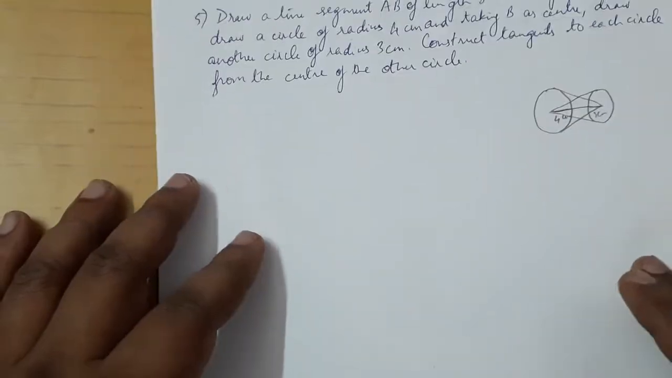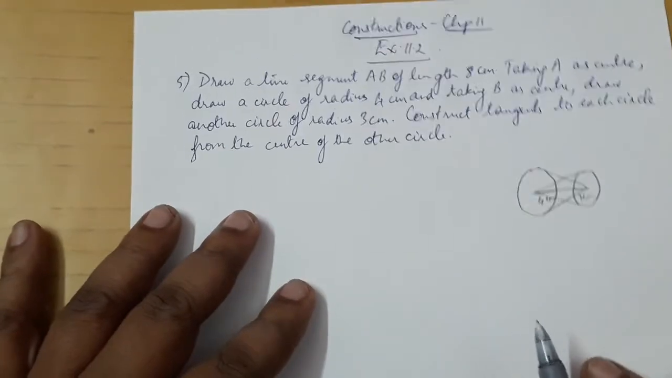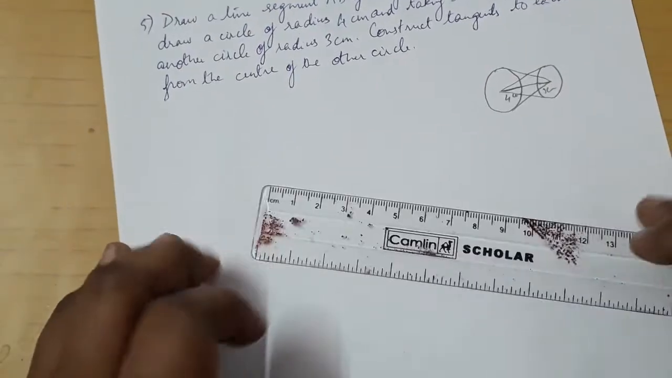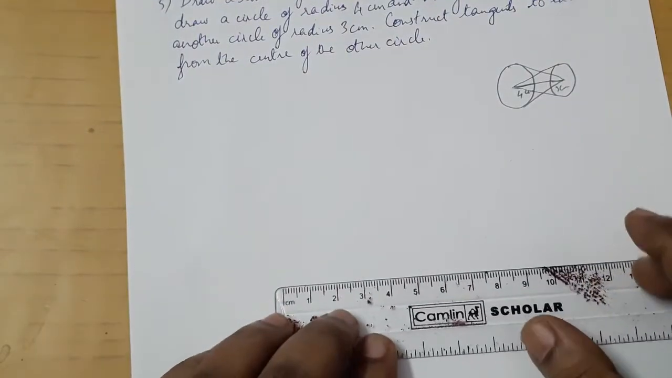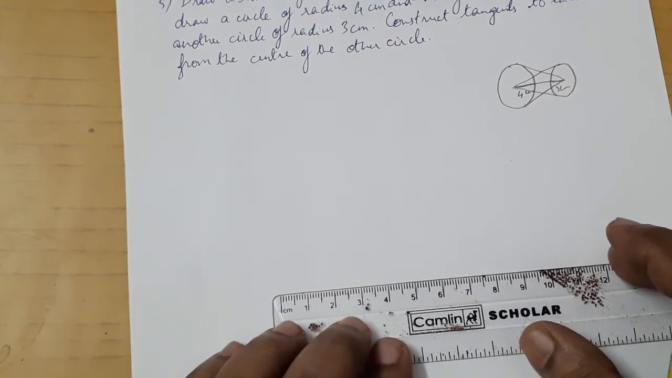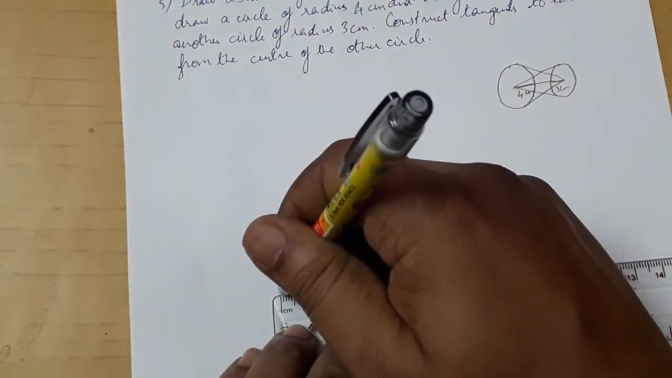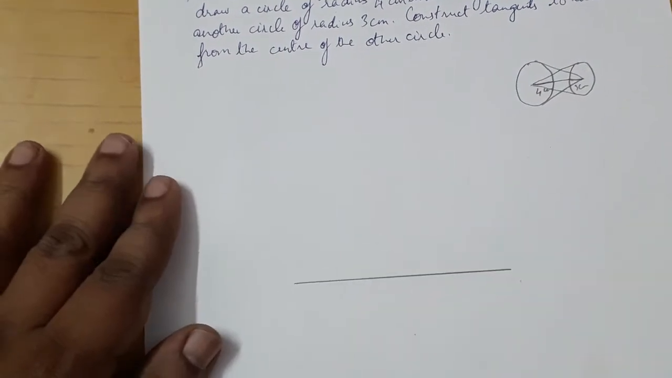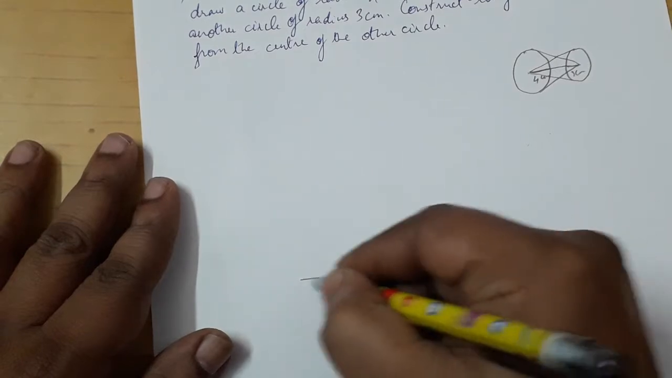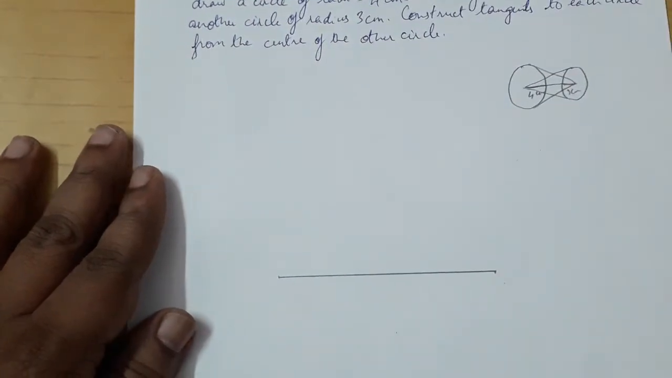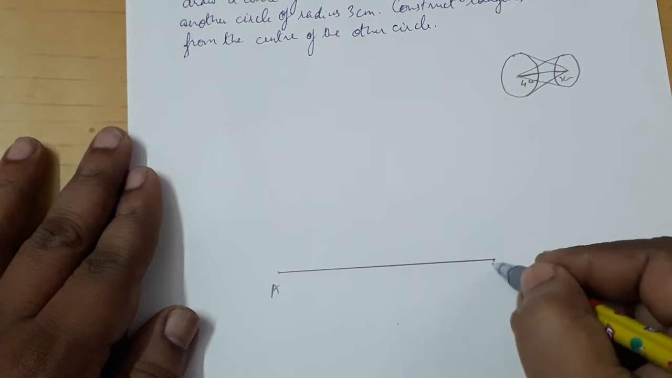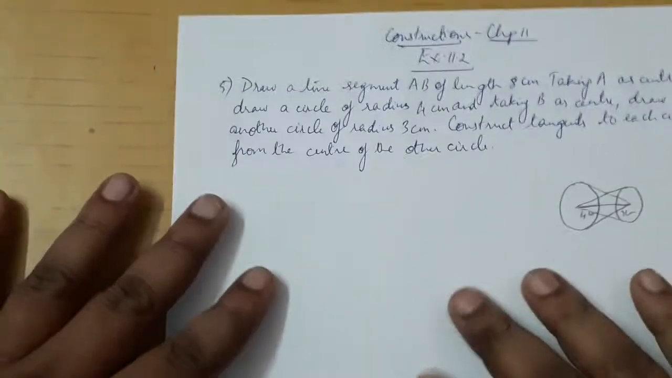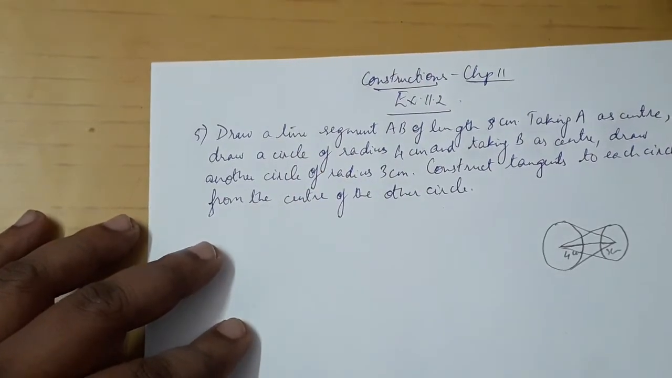Okay, so let's begin by first drawing a line segment of 8 centimeters. That's it. Give that the names A and B, as mentioned out here, because the line segment has to be AB.